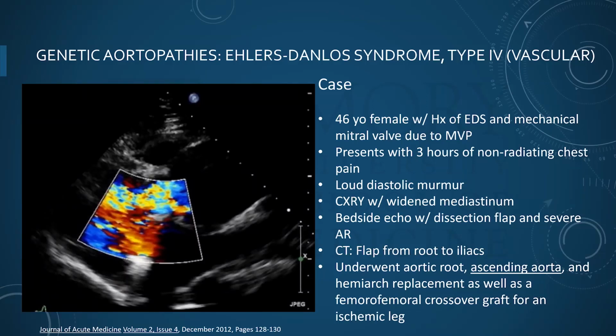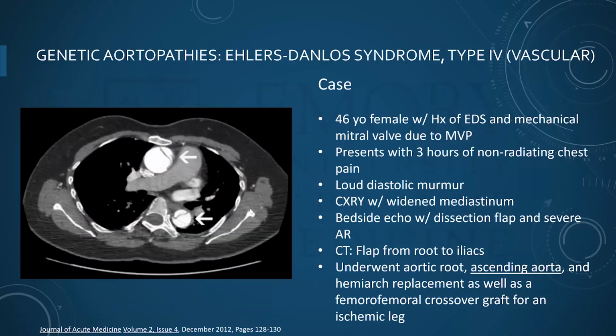Her CT revealed a type A dissection that extended from the flap at the aortic root all the way down to the iliacs. She underwent root repair, ascending aorta and hemi-arch replacement, and a fem-fem bypass. And she did relatively well. This is a CT of her type A dissection, and we can see that the aortic root is also dilated.